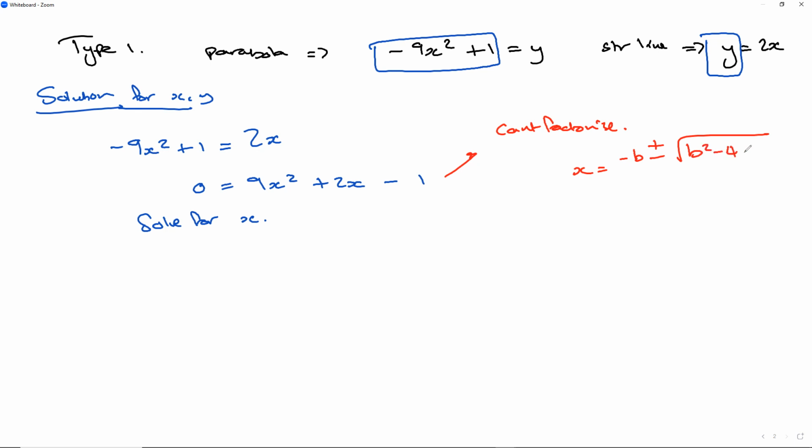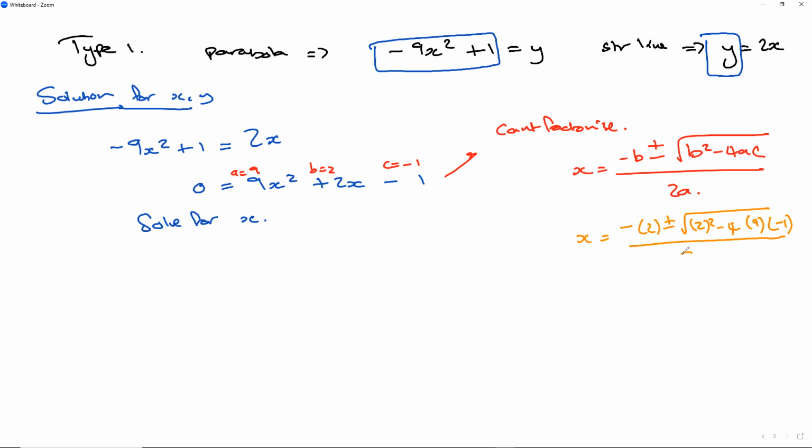You get b squared minus 4ac over 2a, where in this case, a equals 9, b equals 2, and c equals negative 1. And we substitute all of that in there. This is where you keep your calculator handy. And so x takes on the value negative b, which is negative 2, plus minus the square root of b squared, which will be 2 squared, minus 4 multiplied by 9, multiplied by negative 1, all divided by 2 times 9.